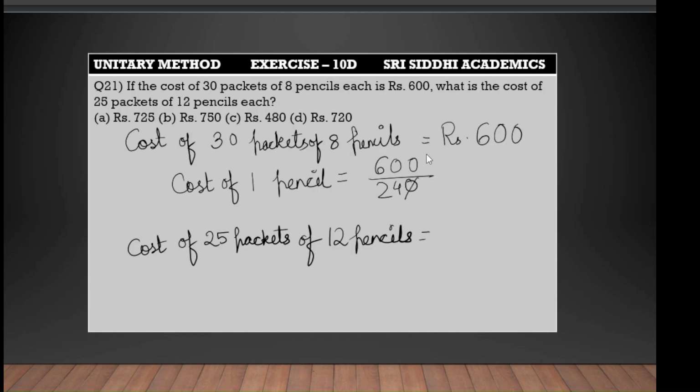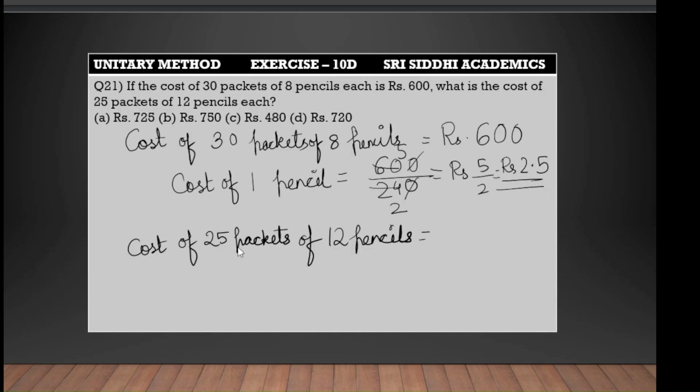So cancel out the common 0. Then what is common between 60 and 24? Common factor is 12. 12 twos are 24 and 12 fives are 60. So what is the cost of one pencil? Rupees 5 by 2, which in decimal is rupees 2.5. This is the cost of one pencil.